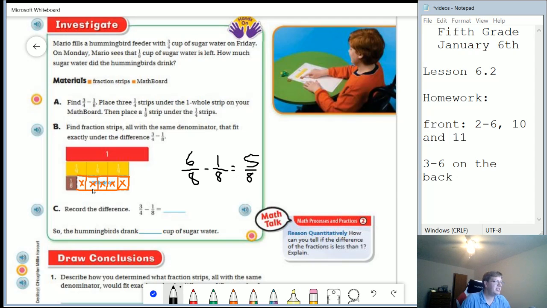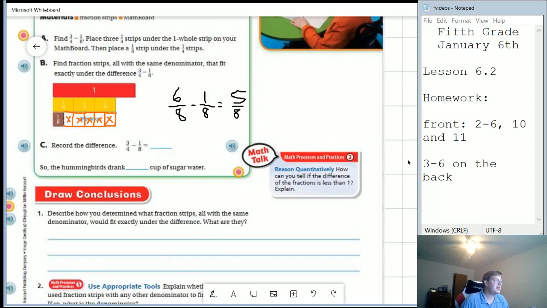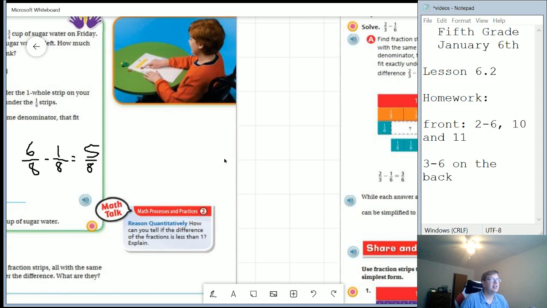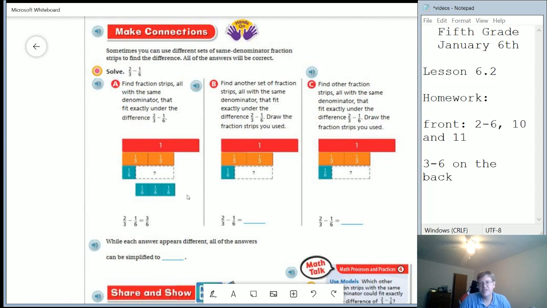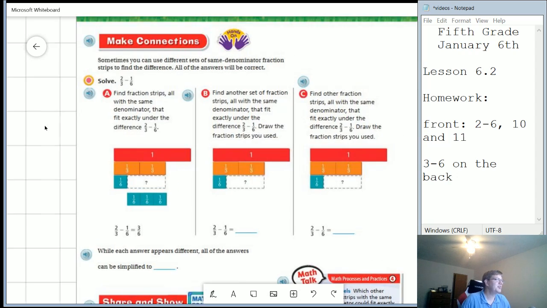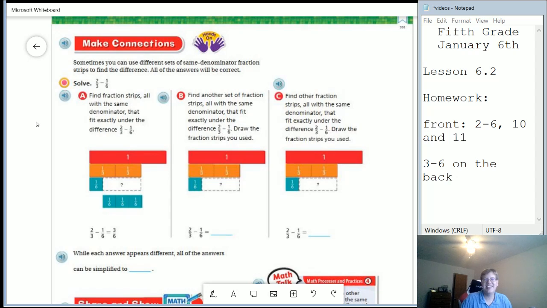Okay, so I'm going to do something similar to what they're asking you to do in your book, but maybe just a little bit different. But I think that might help us. So let's go to the top of our next page, and we're going to look at this as well. For our next example, we are going to look at part A here. So we've got 2/3 minus 1/6.